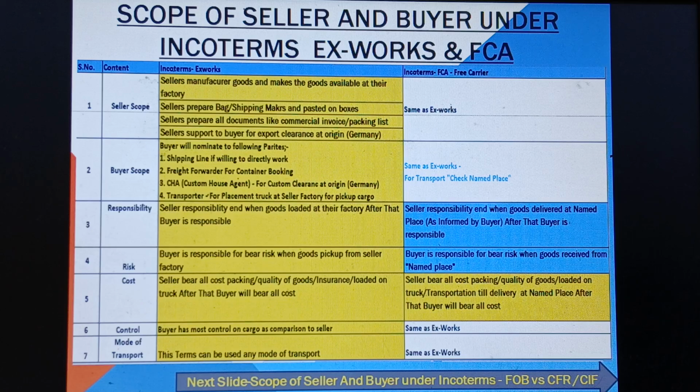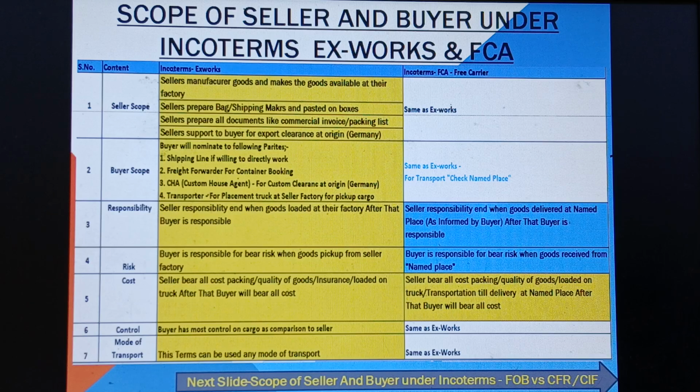Third one is responsibility. In Ex Works, the seller is responsible until the goods are loaded at their factory; after that the buyer is responsible. It means the seller's scope is only to prepare, pack and load the goods once the buyer places a vehicle at the seller's factory. In FCA, the seller is responsible until the goods are delivered at the named place as informed by the buyer. After that, the buyer is responsible.